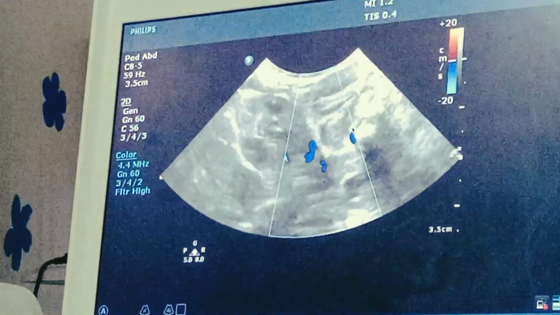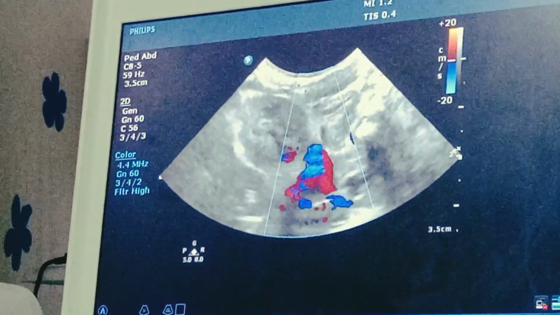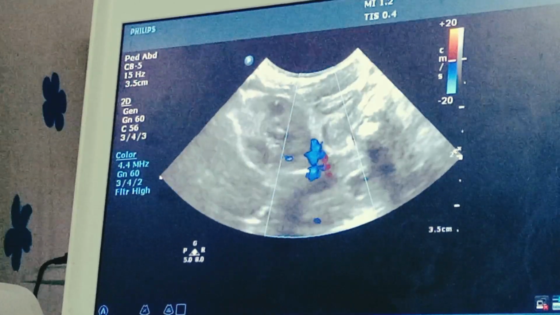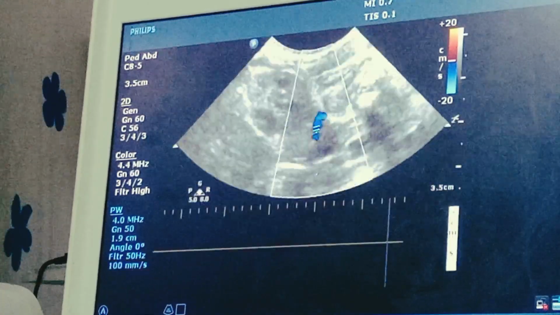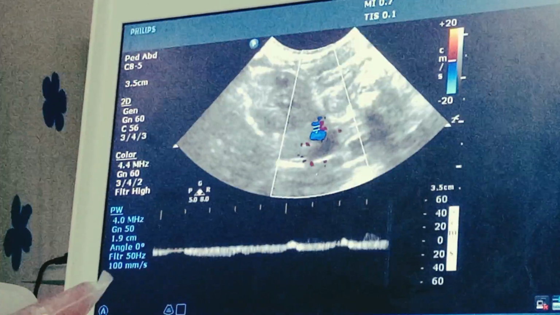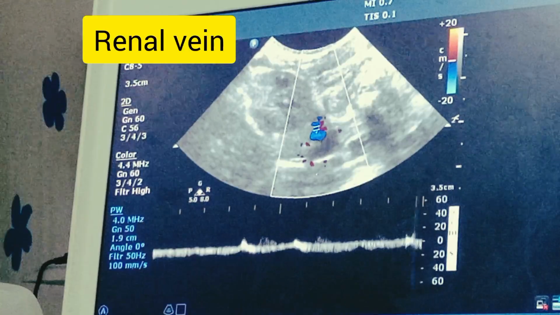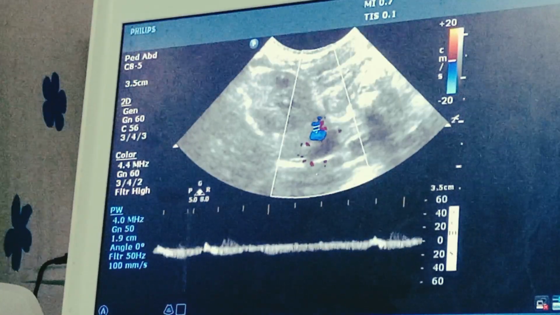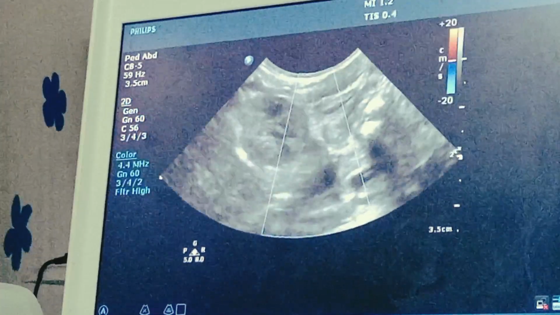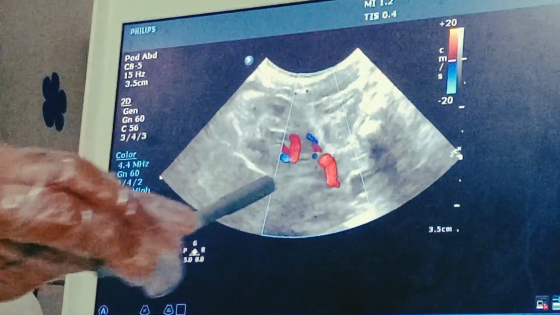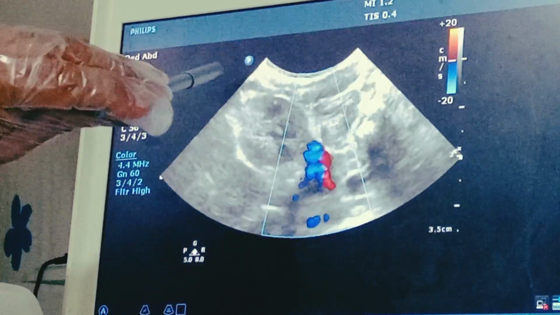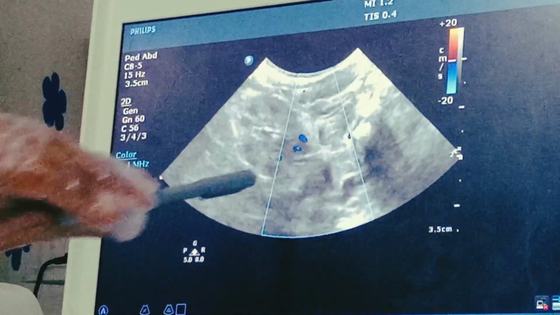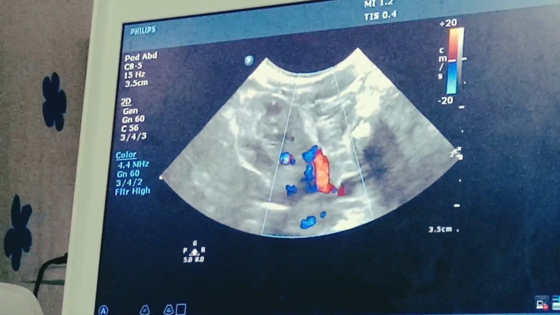Now we also have the renal vein, correct? I'll put the Doppler here. See, it is a continuous wave, which means you will not find pulsatility. So that clearly indicates that what you see here in red is the renal artery, which is going towards the marker. The one which is coming out of the kidney is your renal vein. Are you clear about that? See how beautifully it is coming.